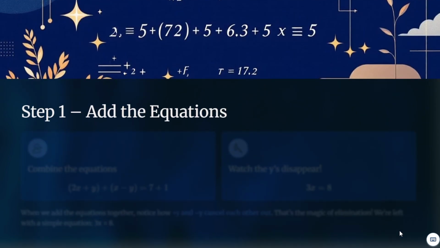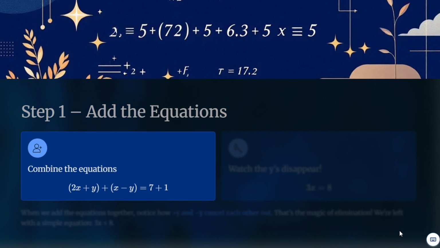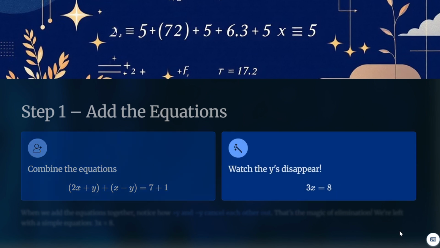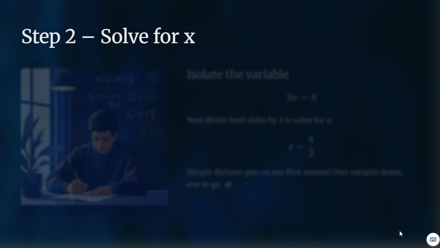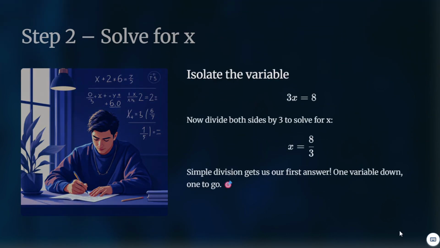In step 1, we'll add the equations. So if we add our left side, 2x plus y plus x minus y, and add our right side, 7 plus 1, well, 2x plus x is 3x, y and negative y cancel each other out, and 7 plus 1 equals 8. So we're left with a simple equation, 3x equals 8. We can now solve for x by isolating the variable.